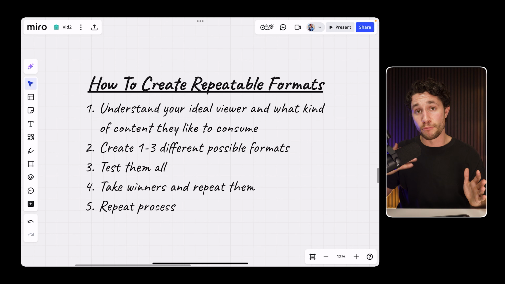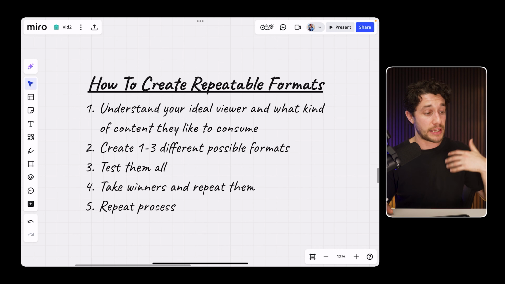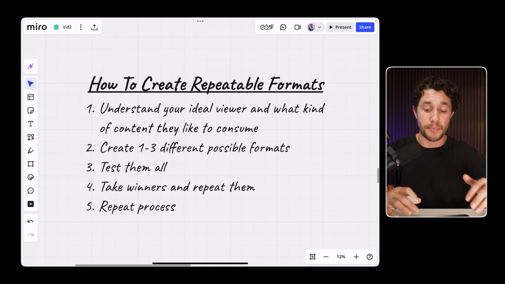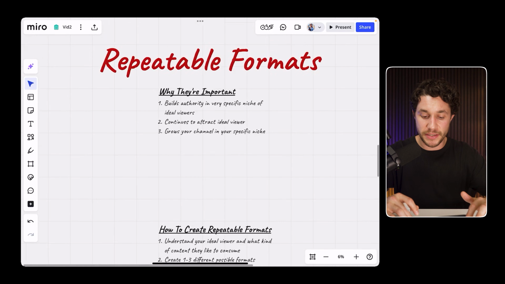And if you want to add more repeatable formats so that you have a more diverse upload sequence and a more diverse pool of videos that you're uploading, just keep testing new concepts, new ideas. And when they work, repeat them again and again and again. And that becomes a repeatable format. So that's how you create a successful YouTube channel as a business or as a brand.